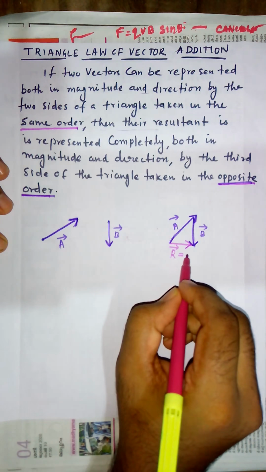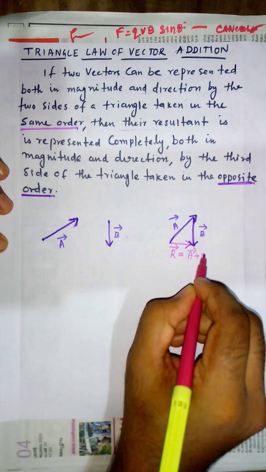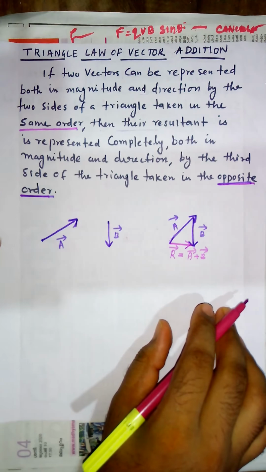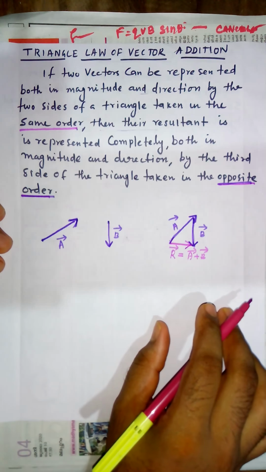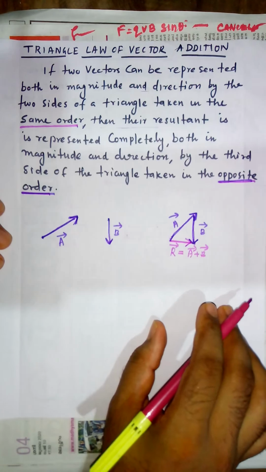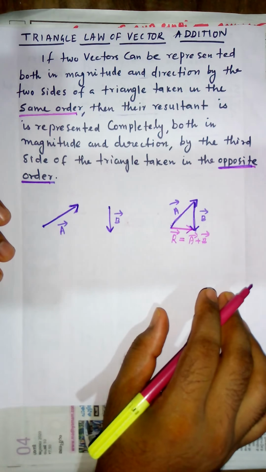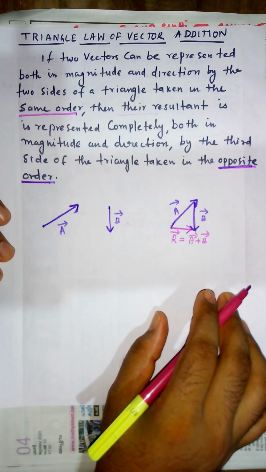Okay, so this will give us the value of the resultant. I am putting R for the resultant, vector A plus vector B. So this is the way in which we are finding the resultant of two vectors by using the triangle law of vector addition.